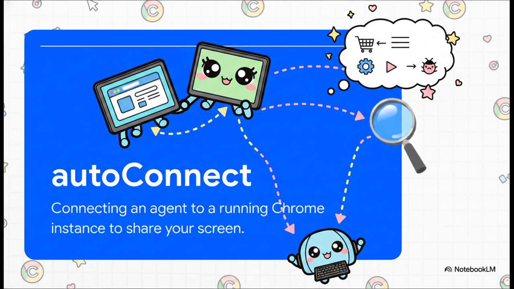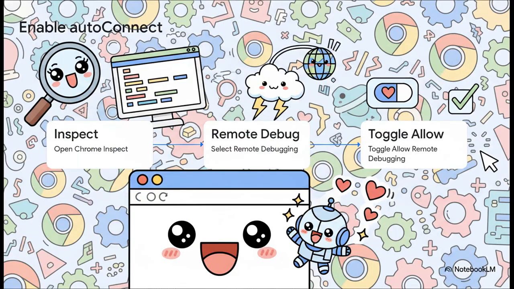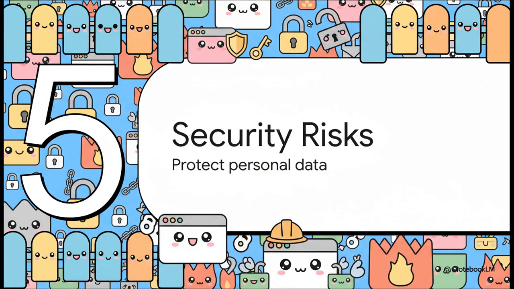Zero context lost. And setting this up is beautifully simple, just 3 steps. Step 1, crack open Chrome Inspect. Step 2, click on Remote Debugging right over in the sidebar. And Step 3, just toggle that little checkbox that says "Allow Remote Debugging for this browser instance." Once you do that, and make sure you've got the AutoConnect flag enabled in your config.json, boom, the very next time you prompt your coding agent, it instantly jumps right into the exact browser window you're already staring at. It feels like magic.